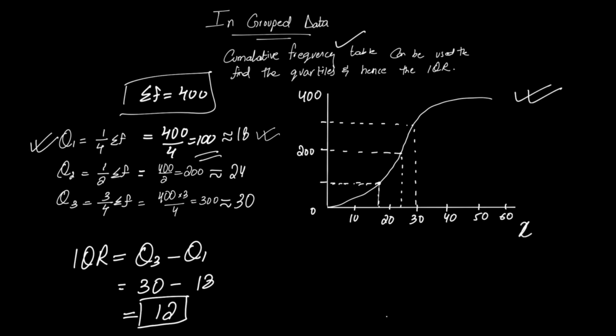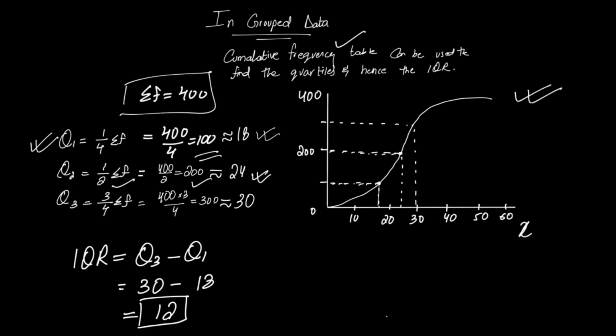Okay, for the middle quartile or the median, we'll use the formula half of the total frequency, which will give us 200 in this case. Then we will again trace 200 and find where it meets the curve, and then locate the corresponding value, which is 24.